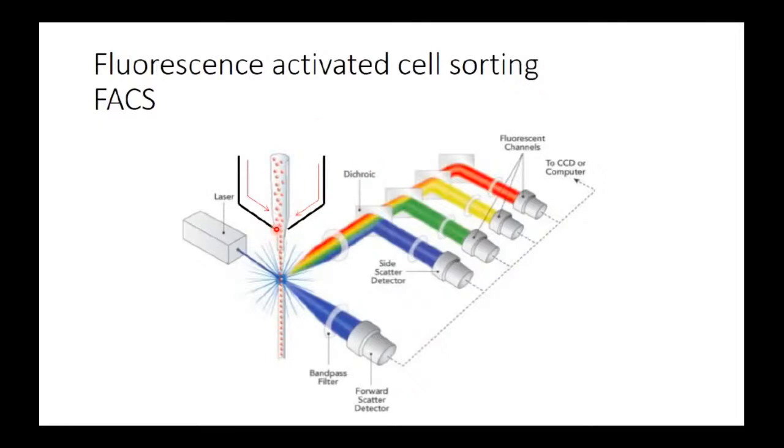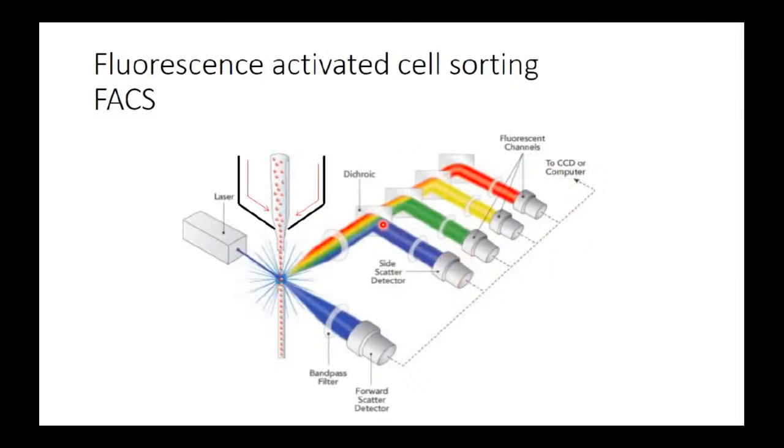The cells will pass one by one through the cell tube, and then we have the laser. So the cells will pass through the laser beam one by one. When the cell passes through the laser beam, there is the forward scatter, which is detected by the forward scatter detector, and then there is the side scatter, which is detected by the side scatter detector. But here there is also the fluorescence, which is detected by the fluorescence detectors.